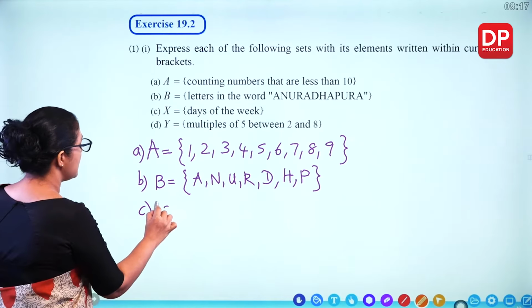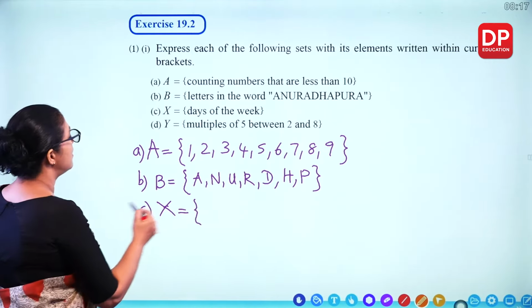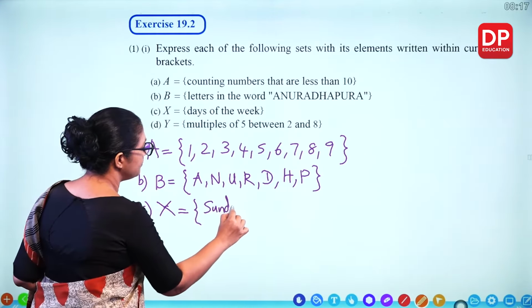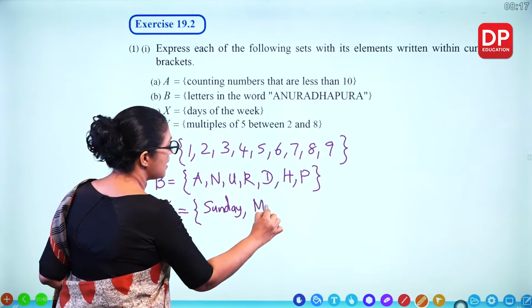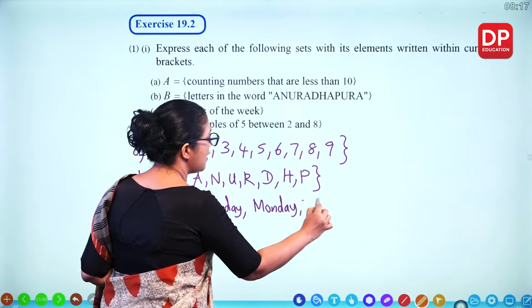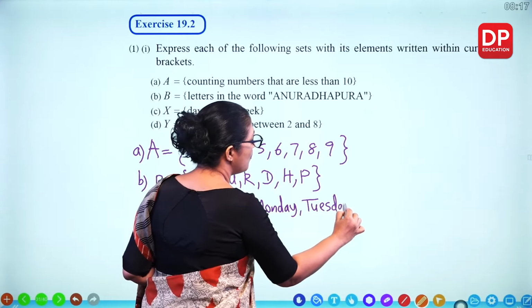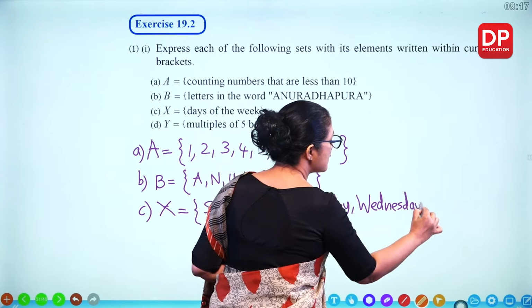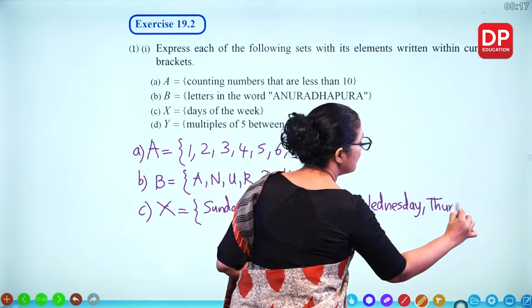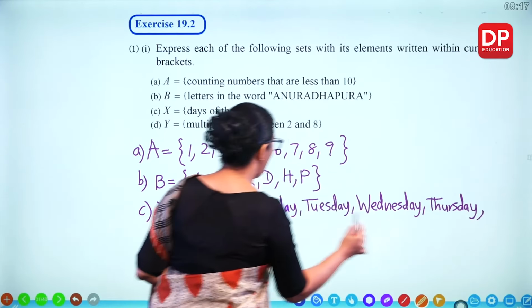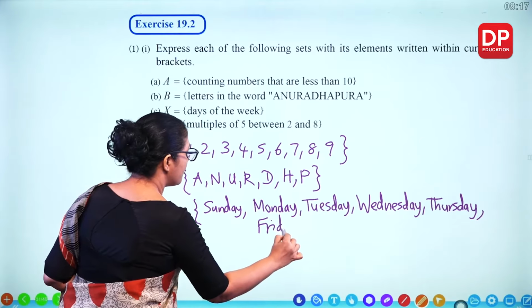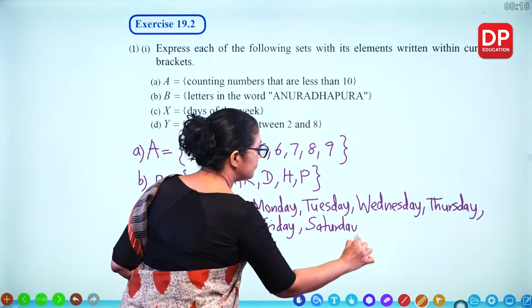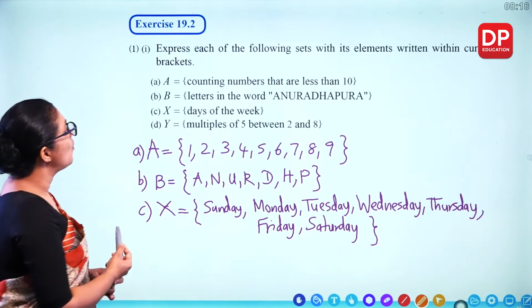C is the X set. Days of the week. So Sunday, Monday, Tuesday, Wednesday, Thursday, Friday, and Saturday. So those are the days in a week.